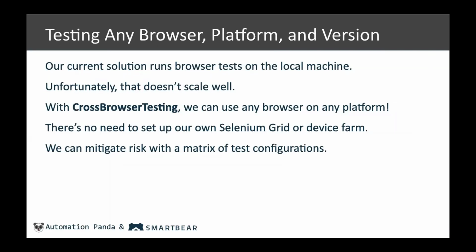The first part is going to be using a tool like cross-browser testing. Cross-browser testing can let us test any browser on any platform. We don't need to maintain our own Selenium grid or install and set up our own device farm, right? With cross-browser testing, we can say, hey, I want to run remotely the latest version of Chrome on Windows 10, or the latest version of Safari on Mac OS, or the latest version of Firefox on Linux, right? All that is just a request away. So we can mitigate risk with a matrix of test configurations that we don't need to manage ourselves.